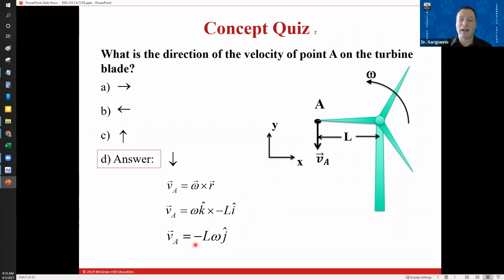So you wind up with V_A is just negative L omega J, right? So that's the negative J direction. And you can see the coordinate system is written like that.